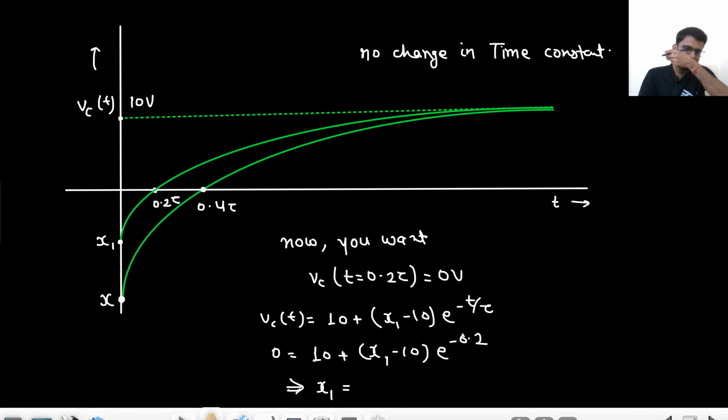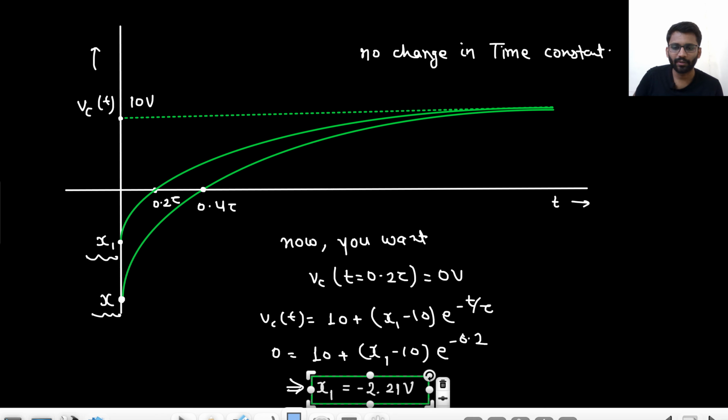From here you will get the value of x1. You will start from some value. Previously your initial voltage was x, now your initial voltage is x1. So you are starting from x1, then for the same time constant, you are going to 10 volt. So what will be the value you are getting? Let me recheck. The value that you are getting is minus 2.21 volt.